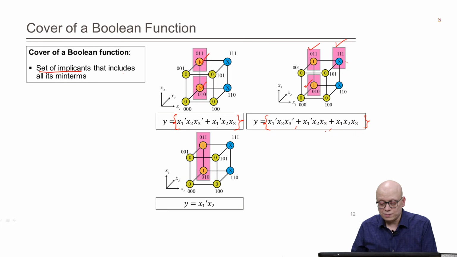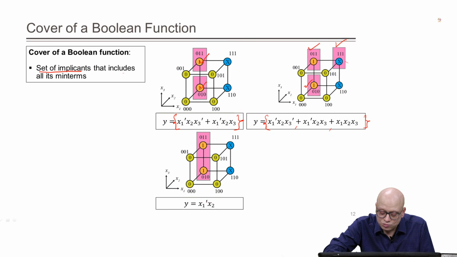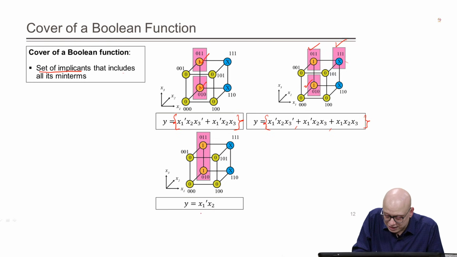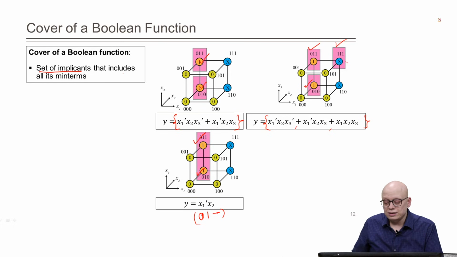Let us take another example. Now, we take an implicant x1 dash x2. x1 dash x2 means that x1 can take a value of 0, x2 can take a value of 1 and x3 can take any value. So, it corresponds to this corner and this corner. Now, this covers both the ones, or both the minterms that were in the function, and therefore, x1 dash x2 is a cover of this function.